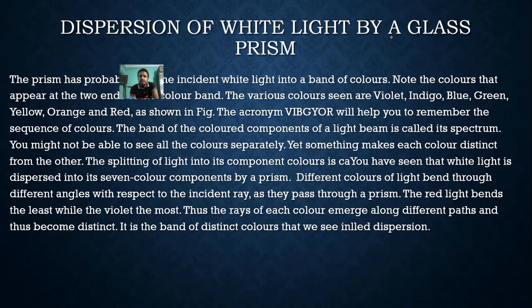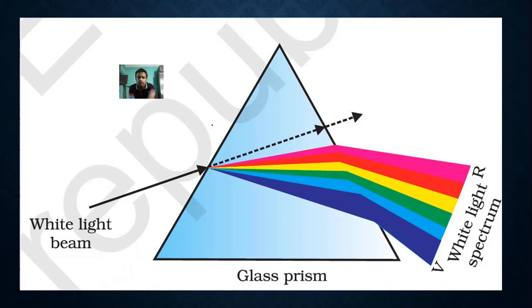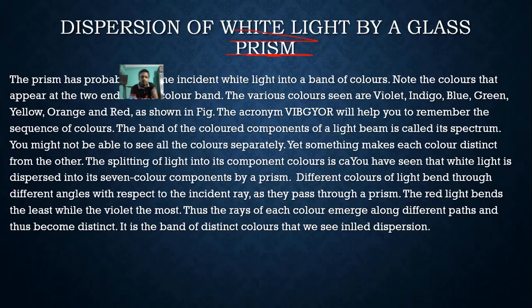Dispersion of white light by a glass prism. We have to discuss the dispersion of white light by a glass prism. This is the glass prism, and this is where the white light strikes. After refraction takes place, it emerges in this way in 7 different colors. The prism has split the incident white light into a band of colors.